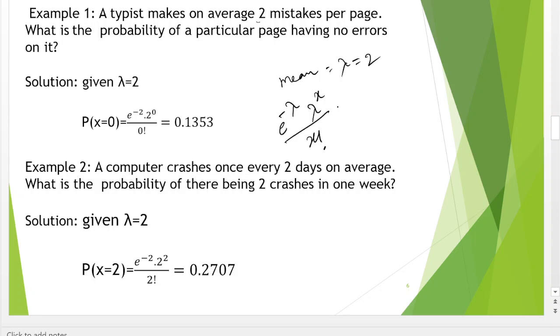One more example, a computer crashes once every 2 days on average. What is the probability of there being 2 crashes in 1 week? So here the average value is 2, x takes the value 2. Substituting these values in the probability mass function of Poisson distribution, we get the probability of getting 2 crashes in 1 week is 0.2707.